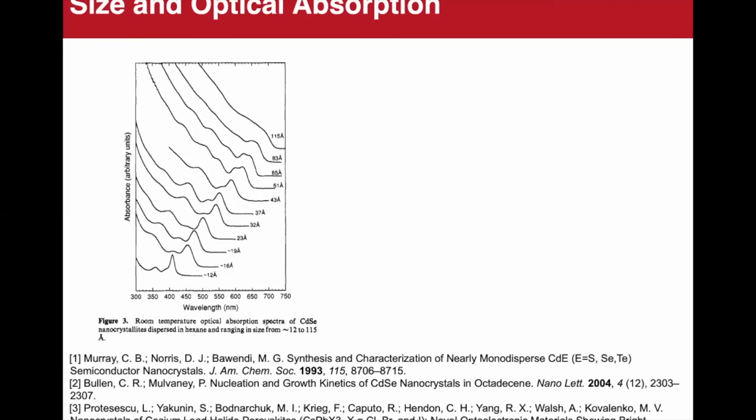So what happens to the optical absorption as a function of size? Well, as you can see here, these are different diameters of cadmium selenide, and we can see that the peak centers increase as a function of size, going from 1.2 nanometers all the way to 11.5 nanometers. So this is now approaching the bulk.